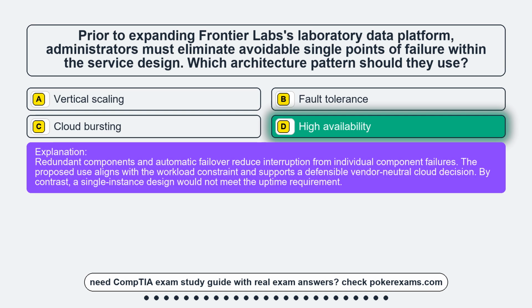Redundant components and automatic failover reduce interruption from individual component failures. The proposed use aligns with the workload constraint and supports a defensible vendor-neutral cloud decision. By contrast, a single instance design would not meet the uptime requirement.